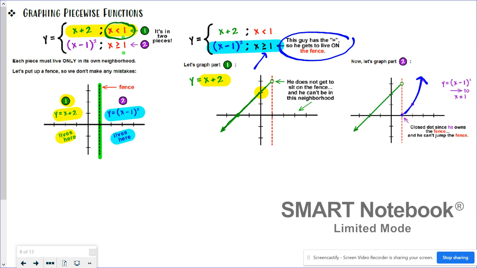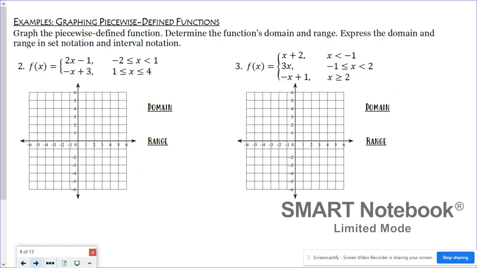So let's actually do one from start to finish, okay? So in problem number 2, we have the function f of x is equal to, and one of the pieces is 2x minus 1 on the domain from negative 2 is less than or equal to x is less than 1, and the second piece is negative x plus 3, and that lives on the domain 1 is less than or equal to x is less than or equal to 4.